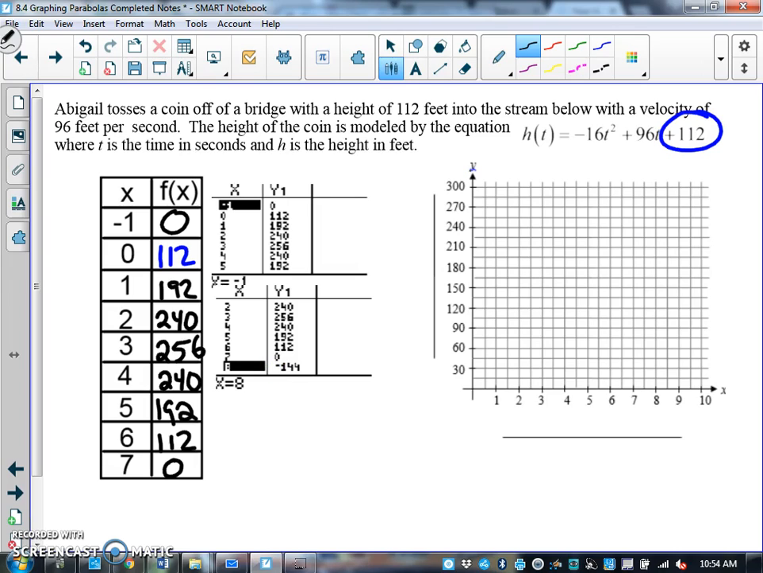That's no coincidence. So by looking at this, before I even start graphing, I know that I have a vertex at (3, 256). And I see my x-intercepts at (7, 0) and at (-1, 0).